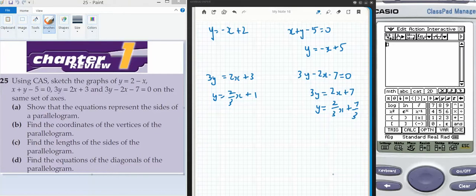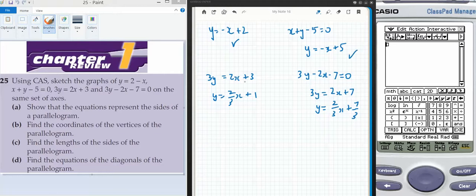This is for Year 11 Methods. It comes out of Chapter 1 Review, and it's question number 25. Using a CAS, sketch the graphs of y equals 2 minus x, and I've rewritten it as minus x plus 2. x plus y minus 5 equals 0, which is the same as y equals minus x plus 5.